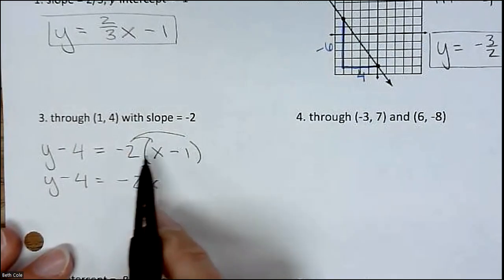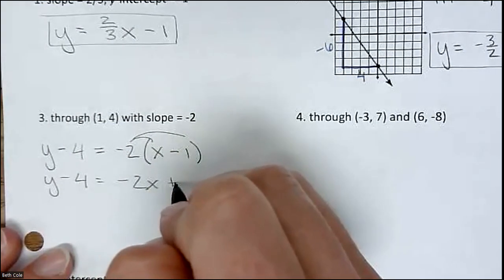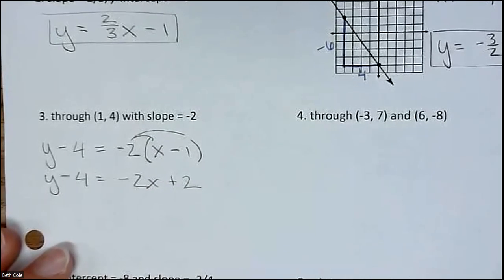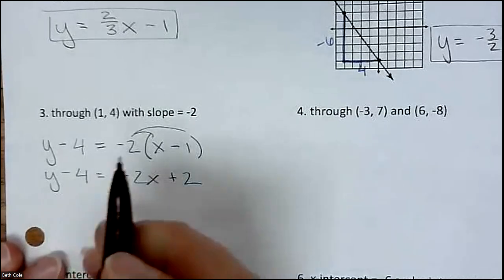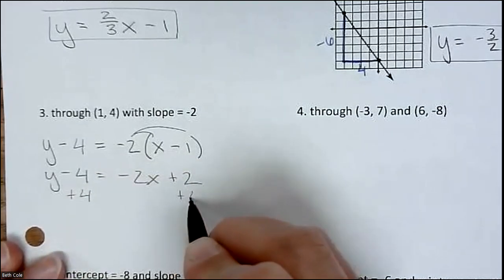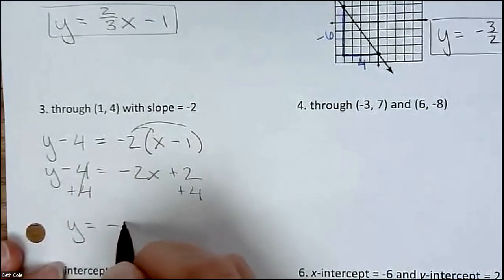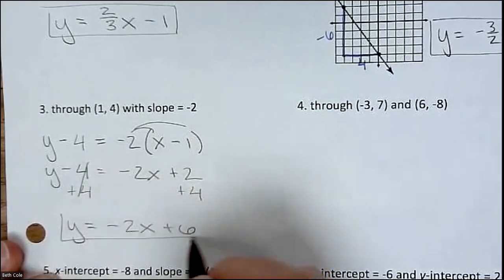Careful here. Why is it plus 2? Negatives cancel. Negative 2 times negative 1 would be positive 2. And then your last step to get y by itself is add 4. So it would be y equals negative 2x plus 6.